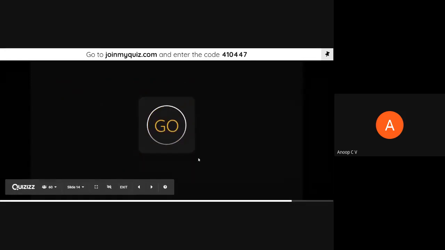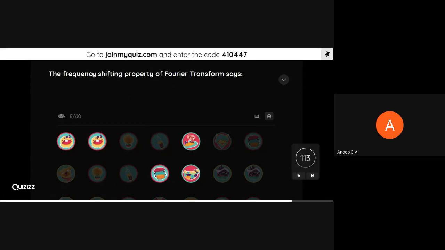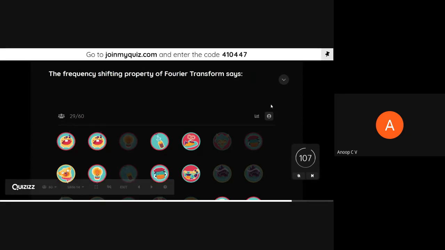Next is a question. The frequency shifting property of Fourier transform states... What is meant by frequency shifting property? So in this question, x of t is a time domain function and x of f is its Fourier transform. So what does the frequency shifting property of Fourier transform say? This also we'll be using.